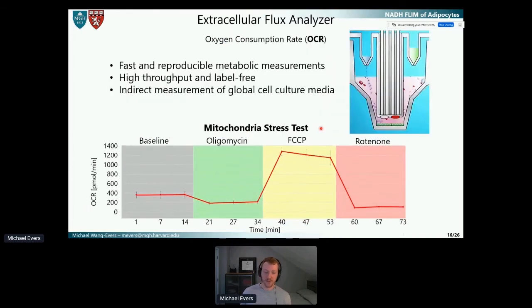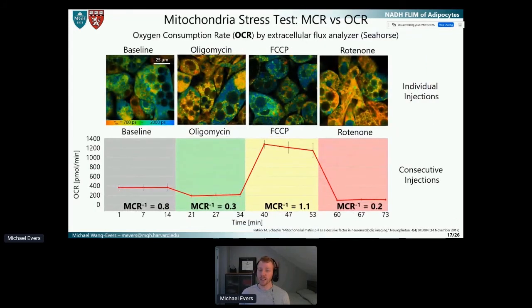And here you can see, usually you have a baseline, then you put in or inject into the media some metabolic inhibitors or stimulators, and then you can see the oxygen consumption rate is changing based on that. So we did exactly the same with our cell culture, and then compared it with the oxygen consumption rate. As you can see here, we have the baseline, then we inject an inhibitor, a stimulator, and another inhibitor. And you can see the color is changing. And also we look at our MCR value, and here we just inverted it, so you can see it's going the same trend as the oxygen consumption rate.